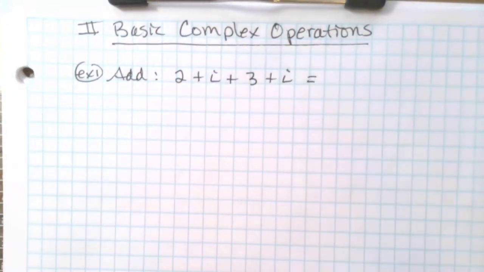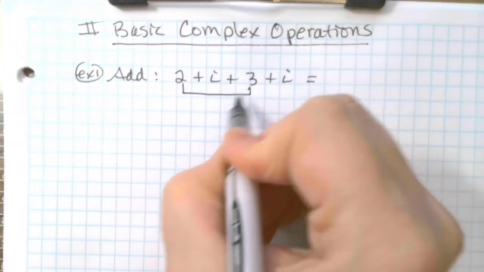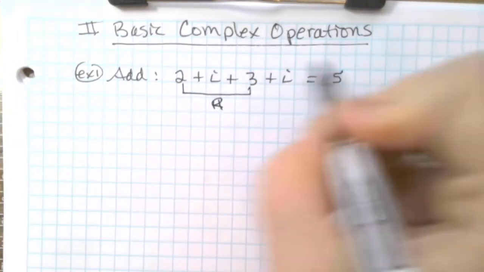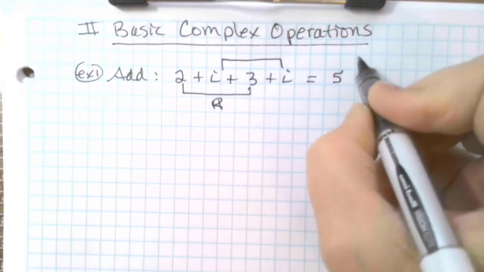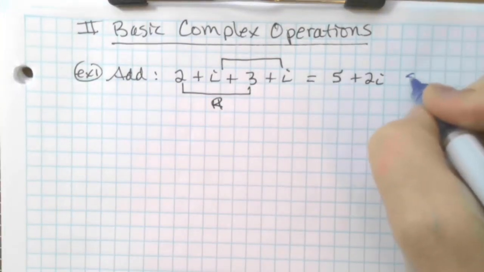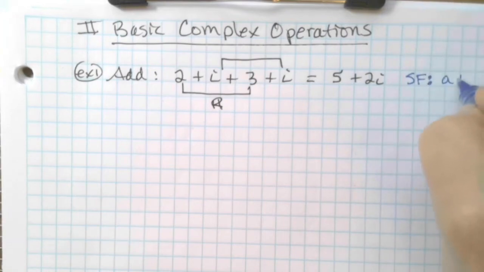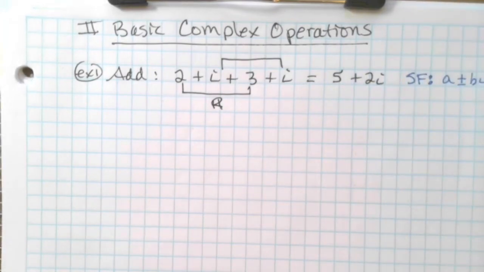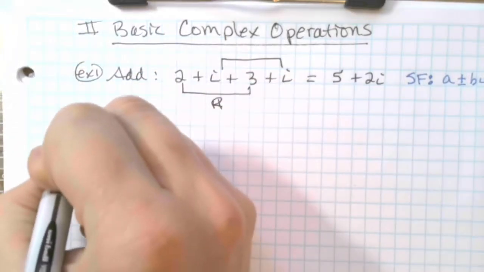Okay, so when you add reals to reals, 2 plus 3 is 5, and imaginaries to imaginaries, i plus i is 2i. You always end in standard form, which is a plus or minus bi.